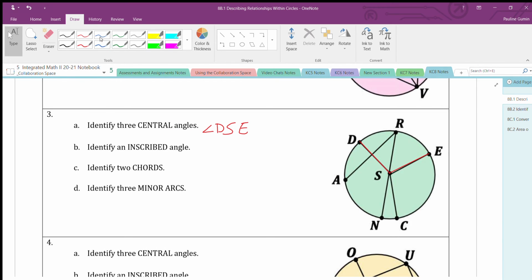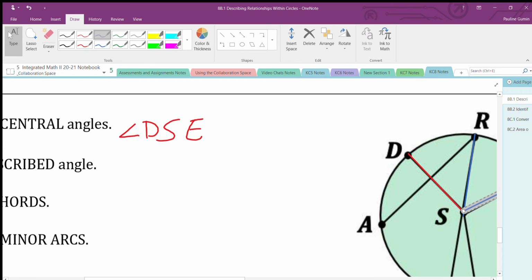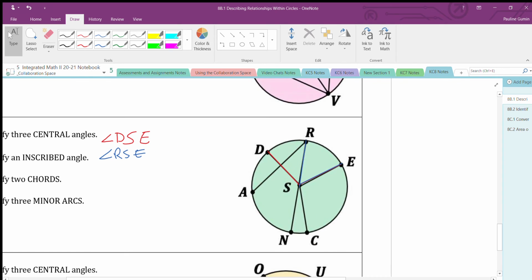Let's see, another one could be angle, let's start with this one, RSE. Why not? RSE. Okay. Angle RSE. And then one more, ooh, NSC. How about that? NSC. Let's use this color from N to S, or to C. Let's use the C. I feel bad for C. I haven't used it yet. NSC.